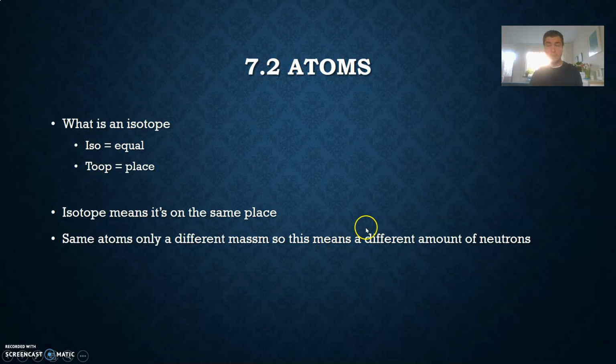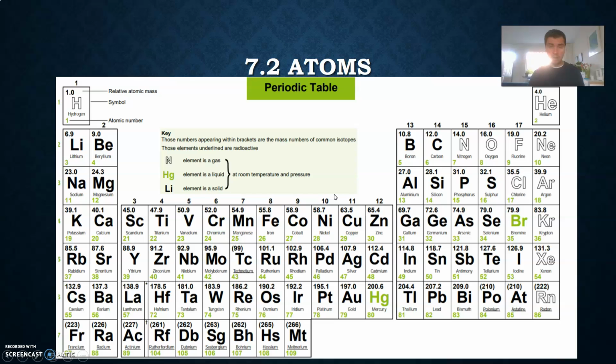And that means they should have a different amount of neutrons, because here we have the periodic table, and there are some isotopes of carbon. So that means they always have 6 protons, because the atomic number is 6. Only the mass over here is 12, but it is possible that there are other carbon atoms with a different mass. This is the average one.